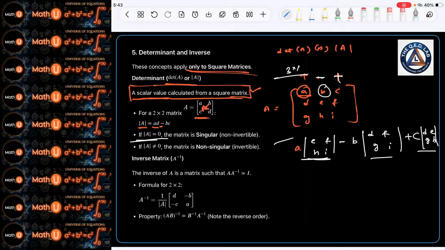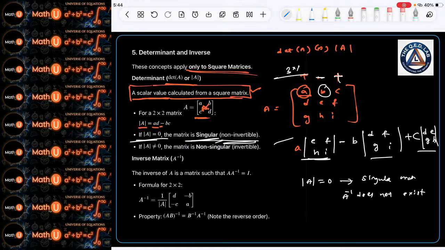If the determinant of A is equal to 0, such type of matrix is called a singular matrix. Singular matrix means non-invertible. Non-invertible means the inverse does not exist. The inverse of the matrix does not exist.